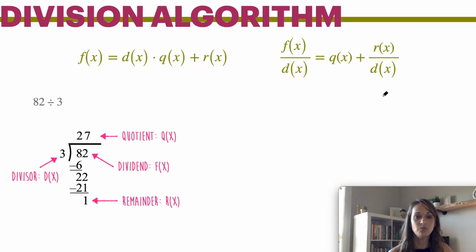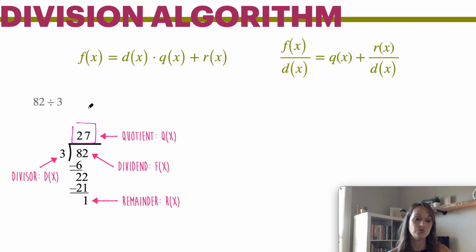Now, you have this division algorithm because there are 2 ways that you can write the answer to any type of long division. What the 3 is considered is the divisor. 82 is called the dividend. So for example, if you are given some function divided by a function, the original function is called the dividend. That represents f of x. What you are dividing by is called the divisor. Your answer, in this case 27, is called the quotient, and then again the remainder is 1.